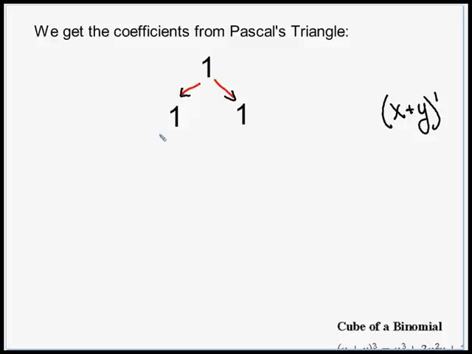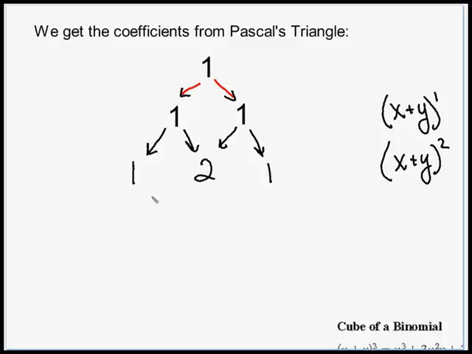So let's continue the pattern. I'm going to bring this one down, and I'm going to bring this one down. And for the middle term, I'm going to add these together. 1 plus 1 is 2. And that would be x plus y, that quantity squared. I'm going to write it under here, and then I'll erase it. But if I FOILed that out, I would have x squared plus 2xy plus y squared. And the coefficients are 1, 2, 1.